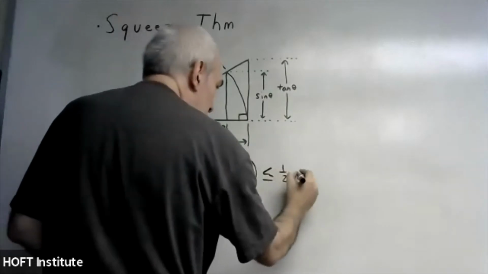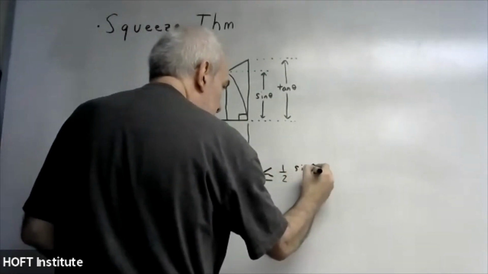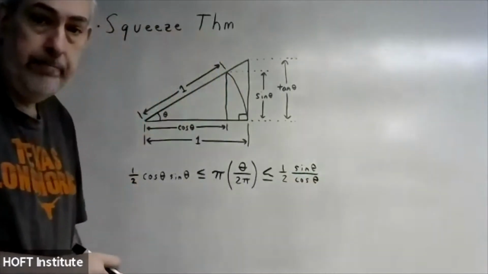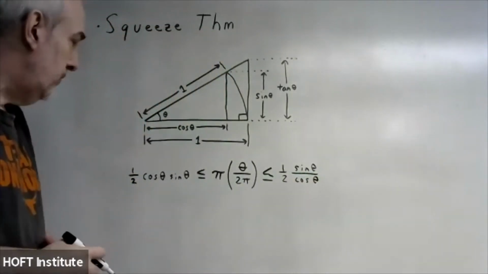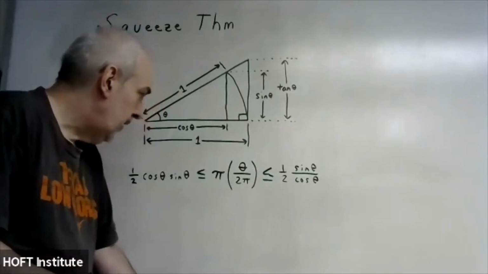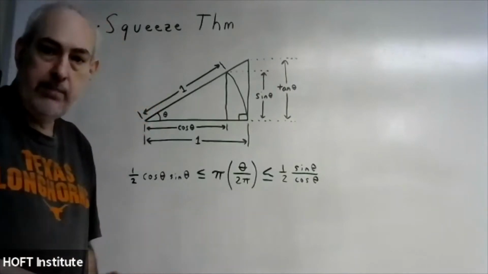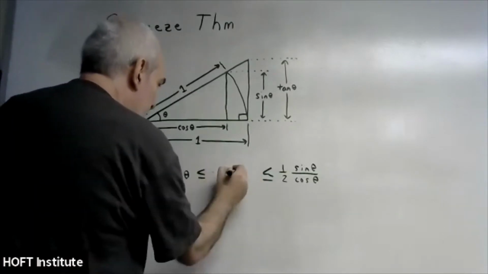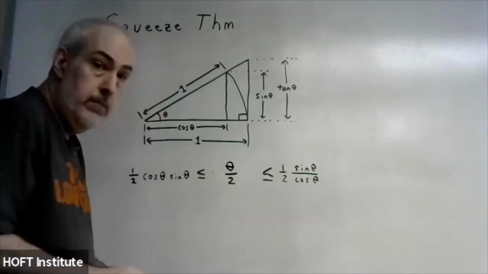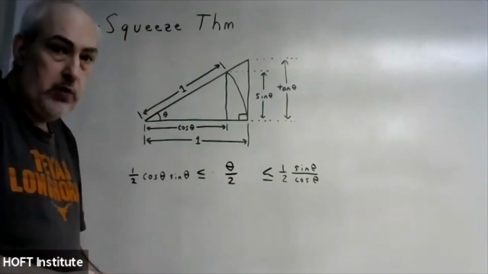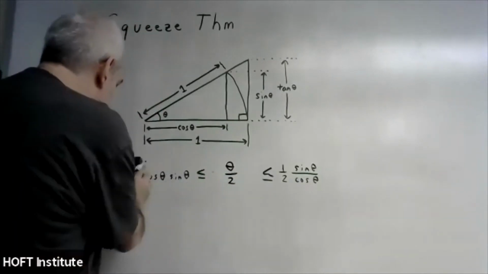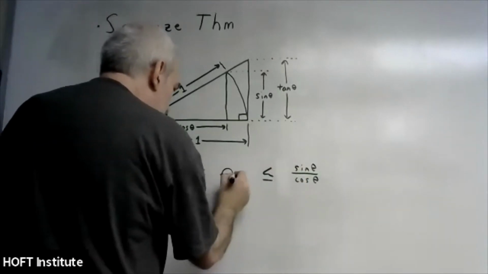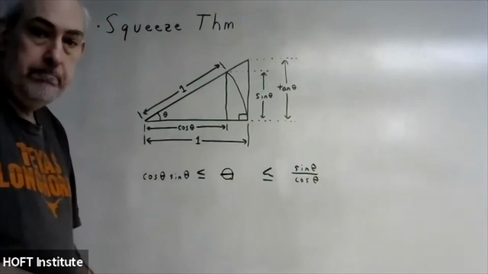1 times tangent of theta, which can also be written as sine over cosine. And you'll see in a second why I did that. So the middle expression, we can simplify by canceling the pi's into theta over 2. Next step, multiply by 2 everywhere to get rid of all these 1/2. So that 1/2 disappears, that 1/2 disappears, and then this middle is now just theta.